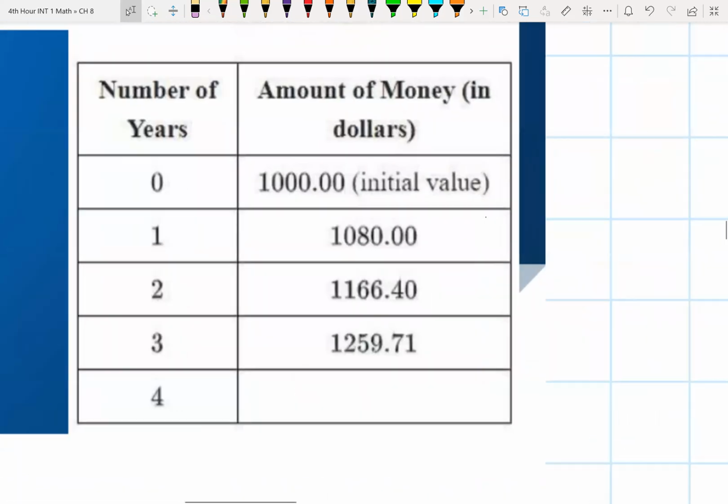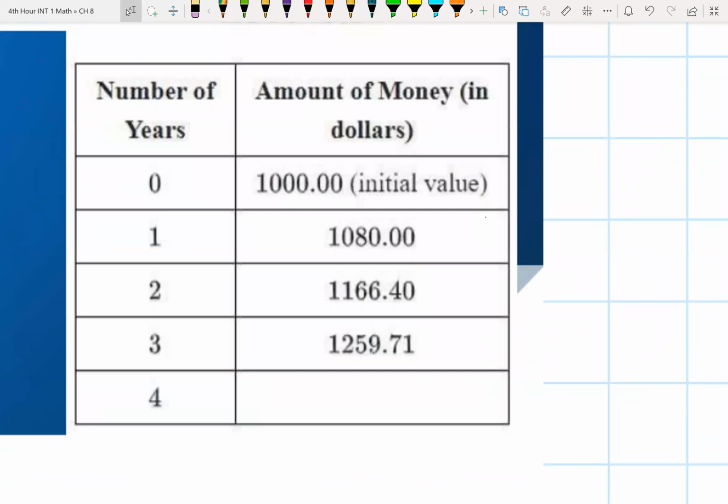So zoom in on the table here, and let's take a moment and pause and try and figure out the pattern here. Pause this video and take a look. What's that multiplier?